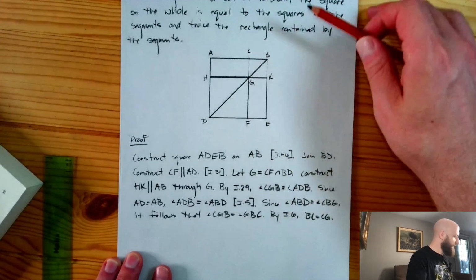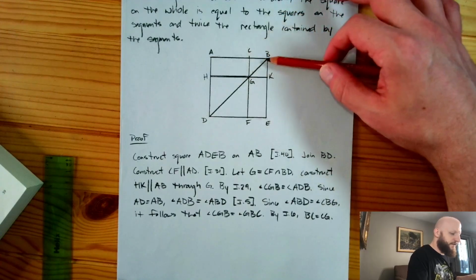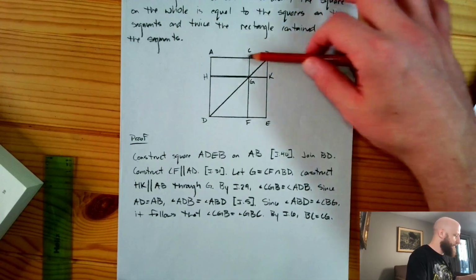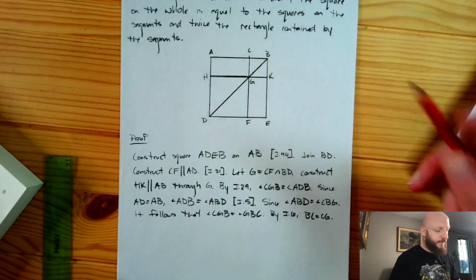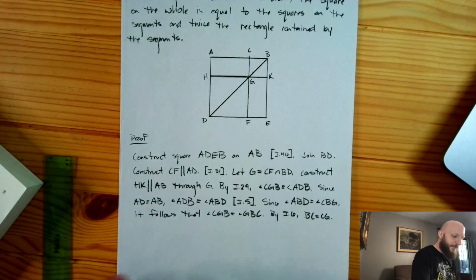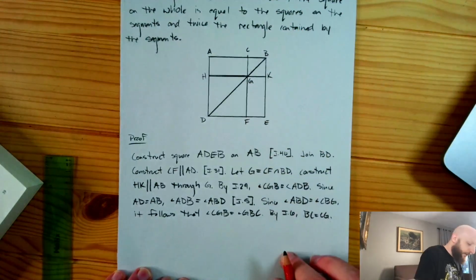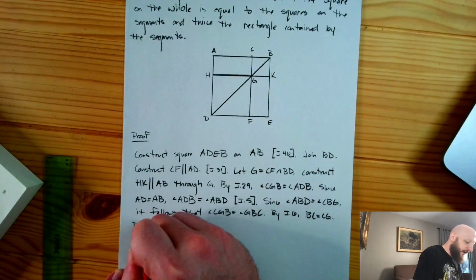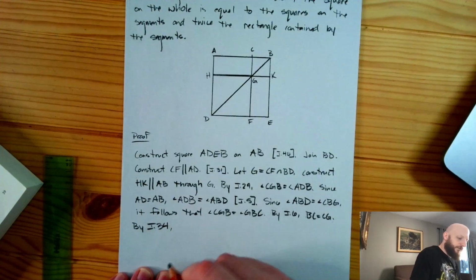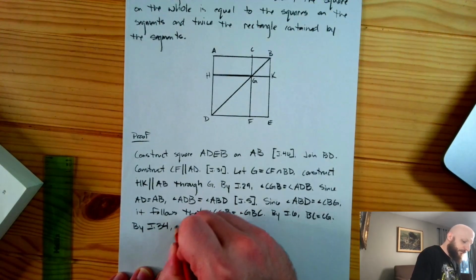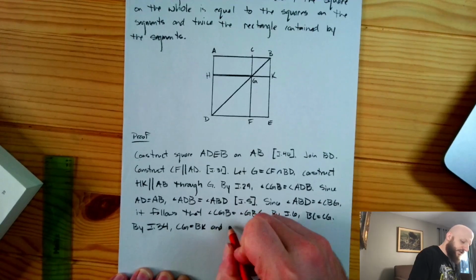But what does he say next? He says, but CB is equal to GK, and CG is equal to KB, because they're opposite sides of a parallelogram. We can say that because that's how we constructed it. We constructed those sides to be parallel. That was Prop 34 that tells us that opposite sides of a parallelogram are equal. So by Prop 34, we have that CG equals BK, and CB is equal to GK.